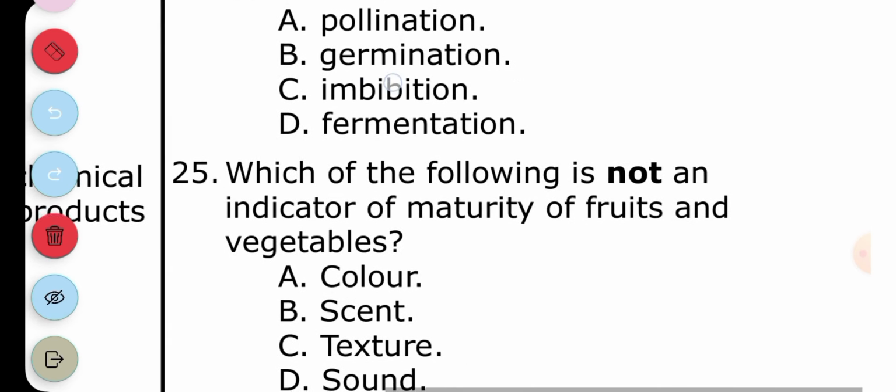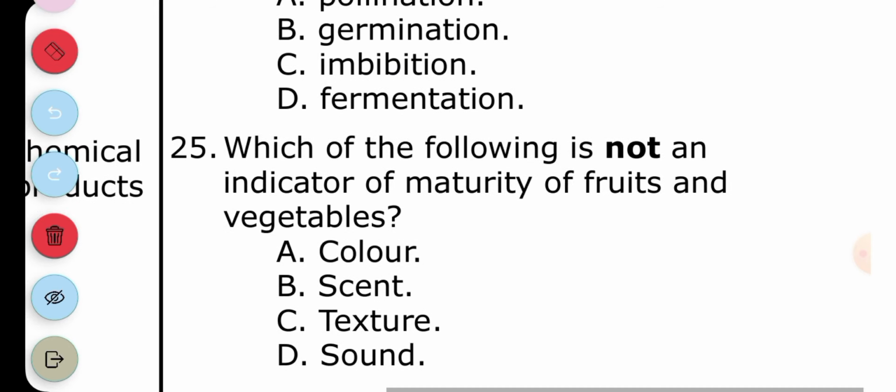25. The following is not an indicator of maturity of fruits and vegetables: A. color, B. scent, C. texture, D. sound. The answer to question 25 is D, sound.